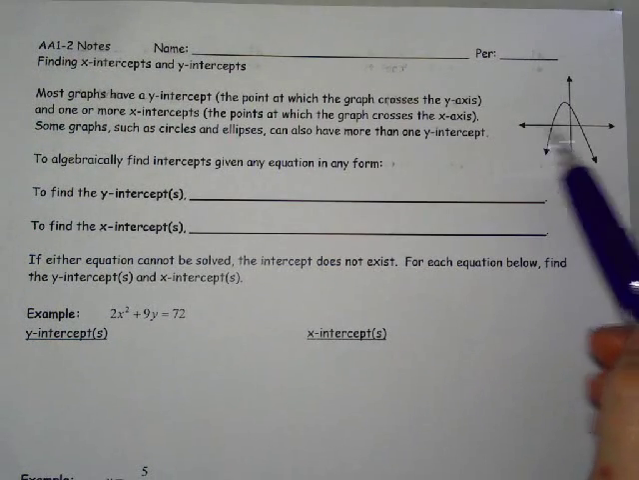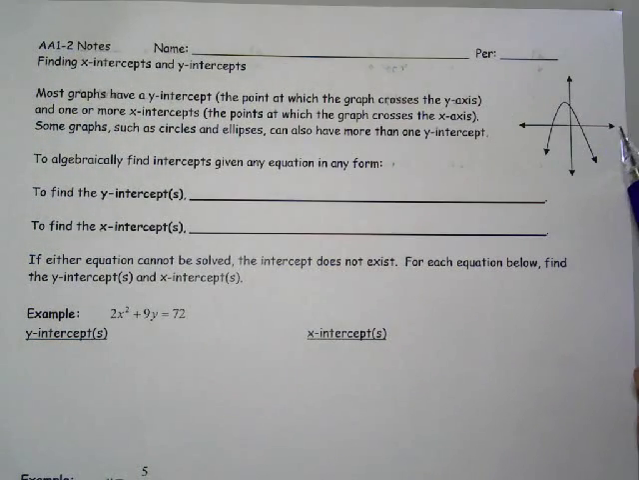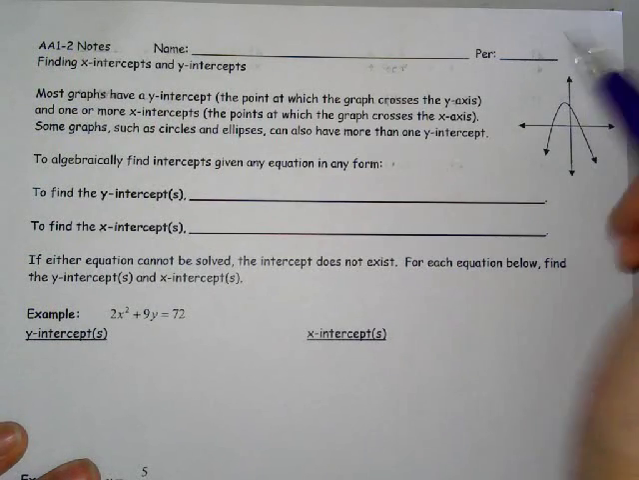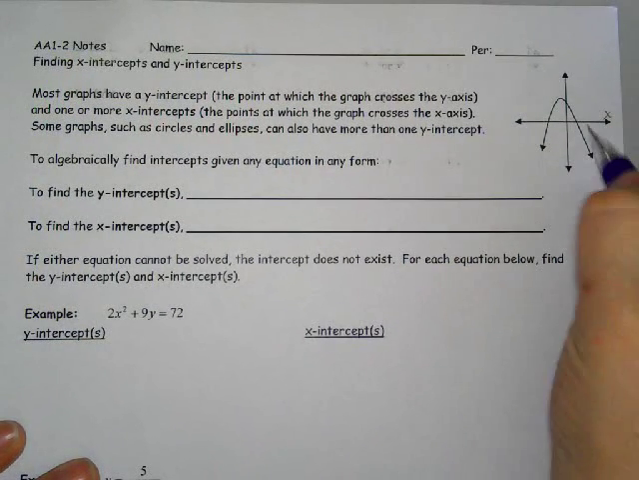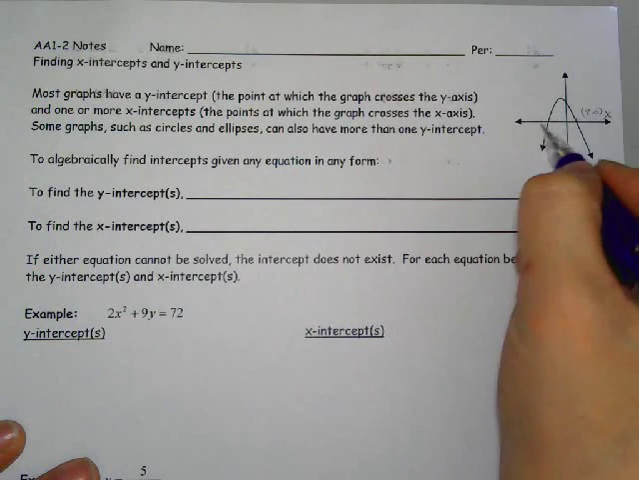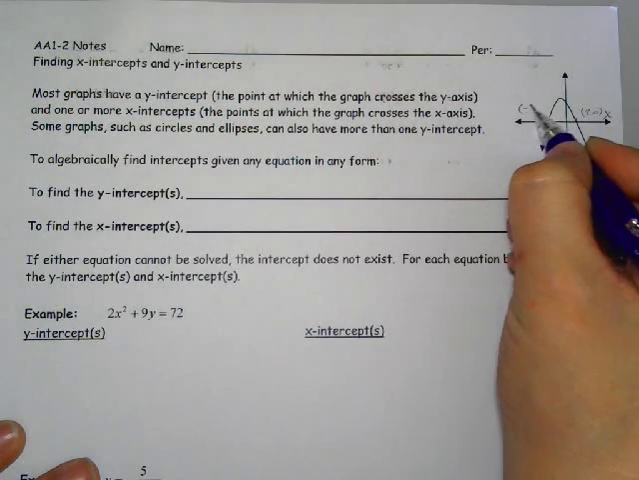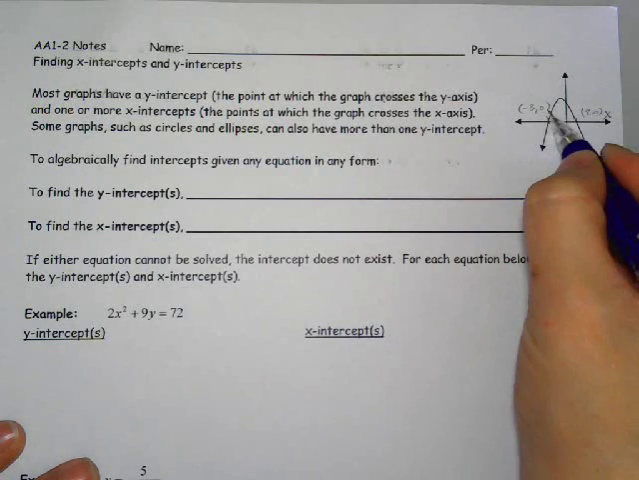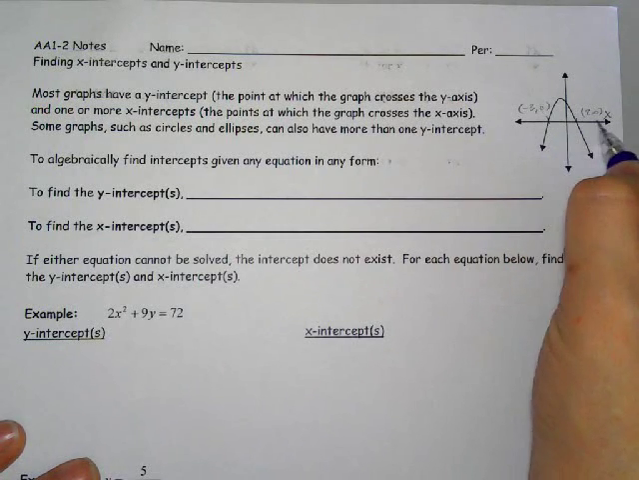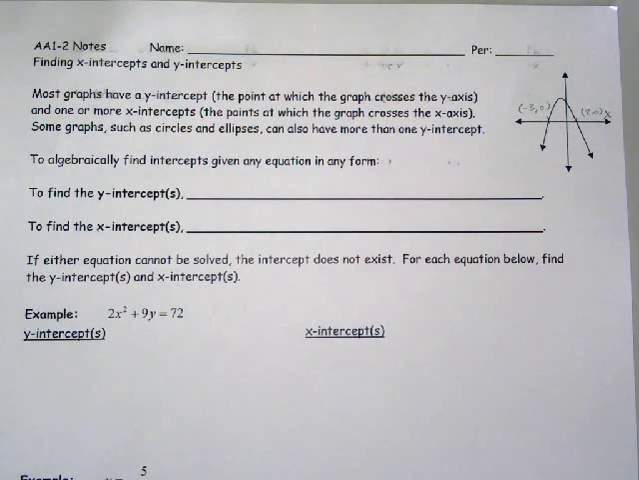Along the x-axis, y is going to equal 0. So let's say this point is 2, 0. Let's say this point is negative 3, 0. Both of those have a y value of 0. Everywhere along that line, y is going to be 0.